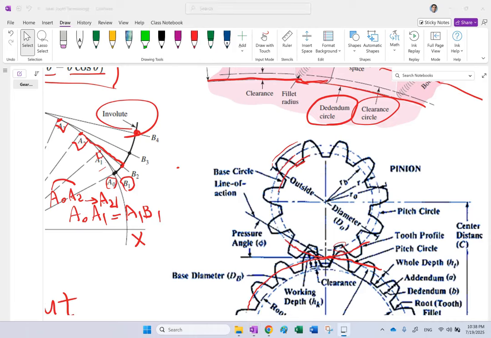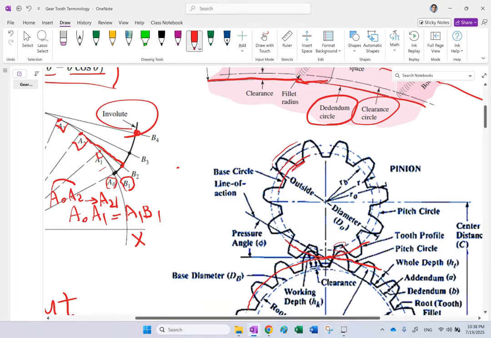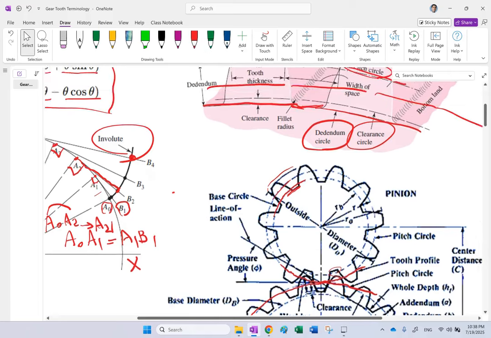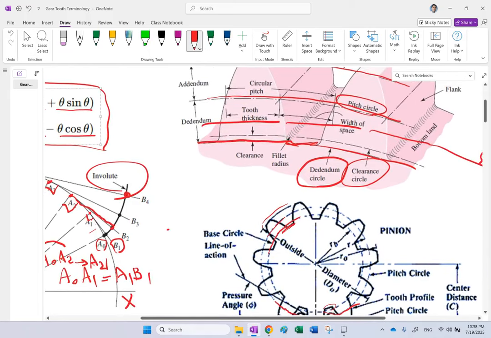And then you might say that, well, look at where the base circle is on this gear. Look how close it is to the dedendum. Would you say that that could be the same circle as this clearance circle? Because the clearance circle is also very close to the dedendum. Is that the case? The answer is not really.